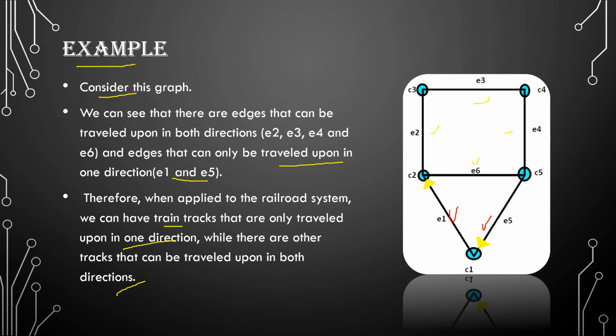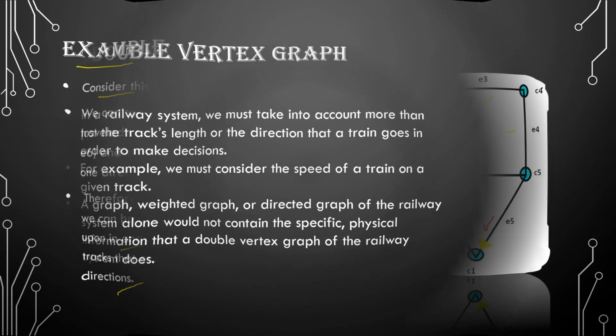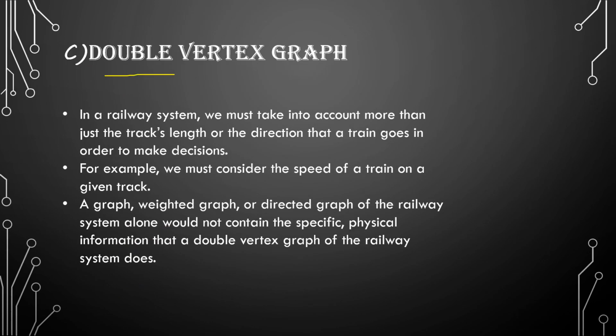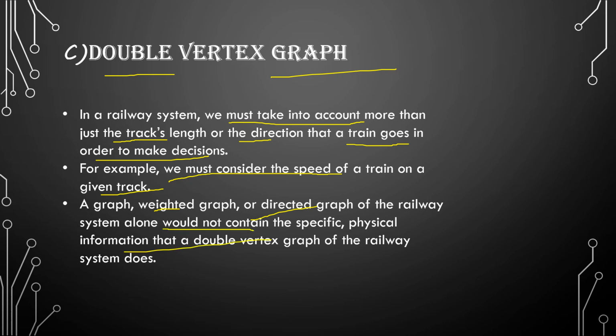Let us move towards the next part. The double vertex graph is the last graph category. In a railroad system, we must take into account more than track lengths or the direction that a train goes in order to make decisions. For example, we must consider the speed of a train on a given track. A weighted, directed graph of the railway system alone would not contain the specific physical information about the railway system, but a double vertex graph does.